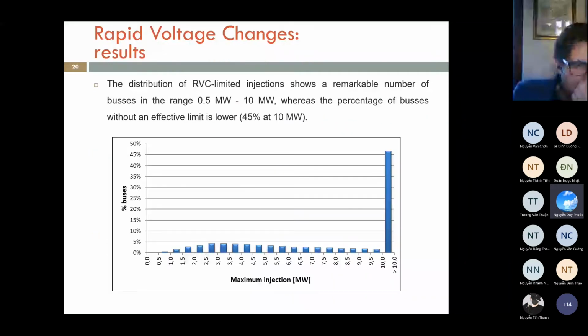Even here, these are the results of the simulation. Basically, even here, the system seems to be quite stable. I have to reach very high values of power before having issues on the rapid voltage changes.